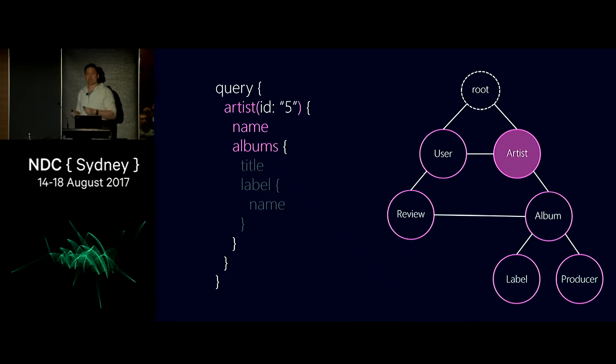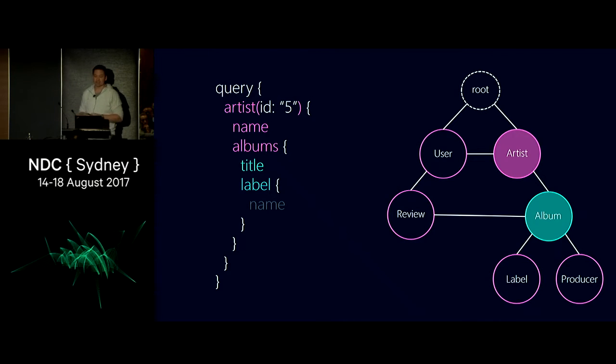So the first thing that would happen is after the query has been validated, it would hit the resolver at the type level for artist. And it would then, in turn, retrieve the artist model at that point in time, and then pass that data to the name resolver and the albums resolver. First off, it would just retrieve the primitive name, and in this case, it might do another backend service call to retrieve the collection of albums.